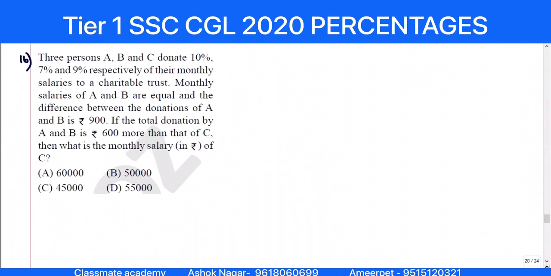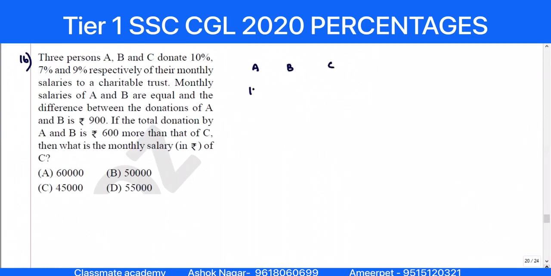Three persons A, B, C donate 10%, 7%, and 9% respectively of their monthly salaries to a charitable trust. Monthly salaries of A and B are equal, and the difference between the donations of A and B is 900. If the total donation by A and B is 600 more than that of C, then what is the monthly salary of C? What are their donations in terms of their salaries?